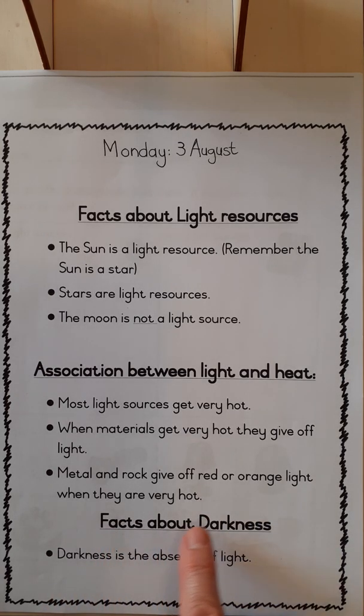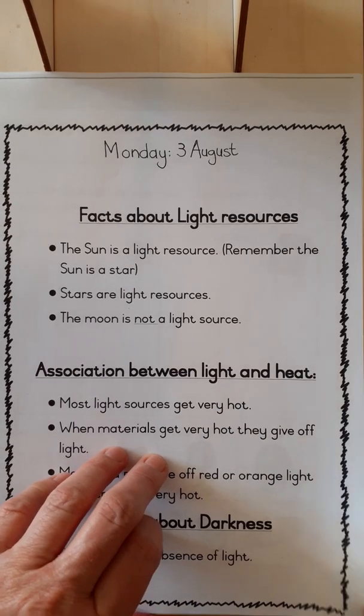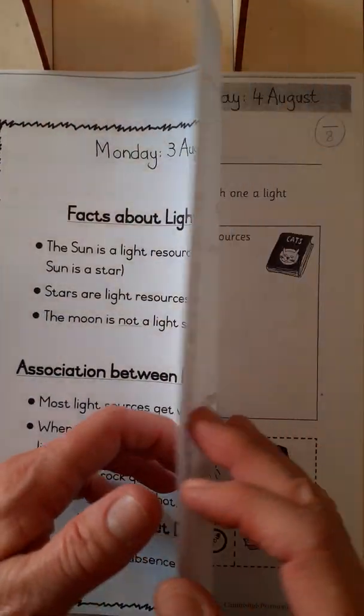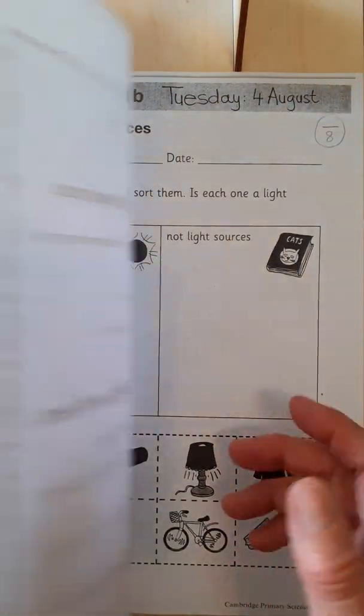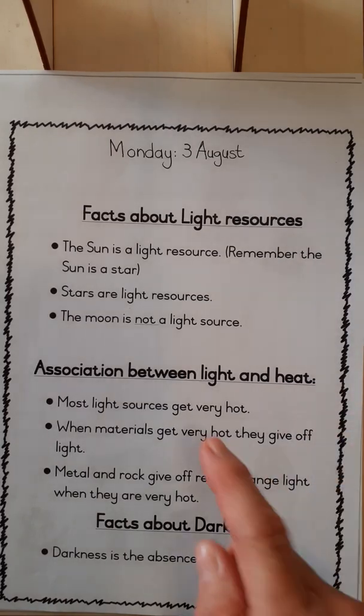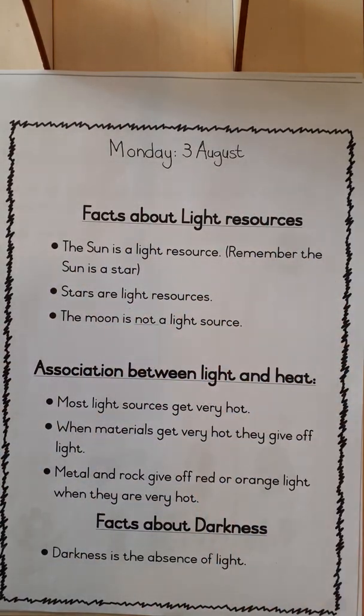Good facts about darkness. Darkness is the absence of light. That means there is no light. That's why it's dark. Okay, go through this with your parents again. They can explain to you a little bit again and try to remember. They can even ask you some questions.